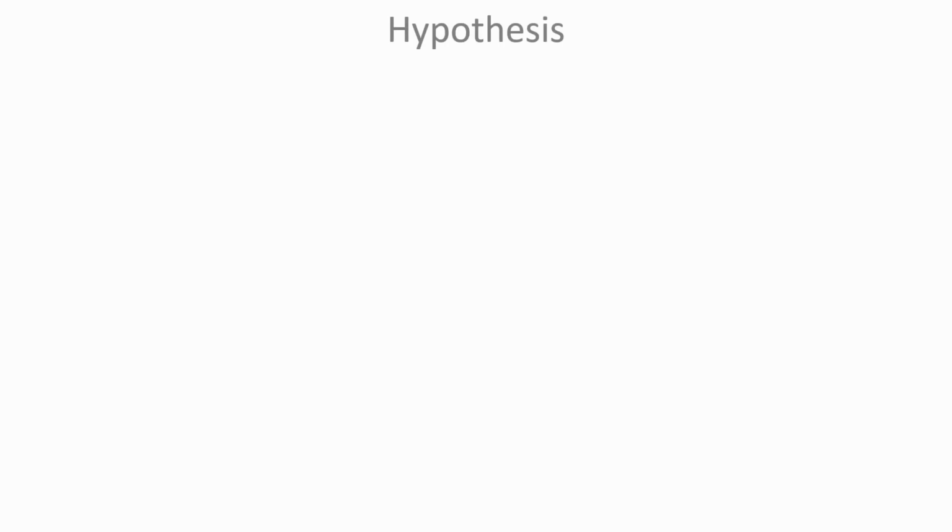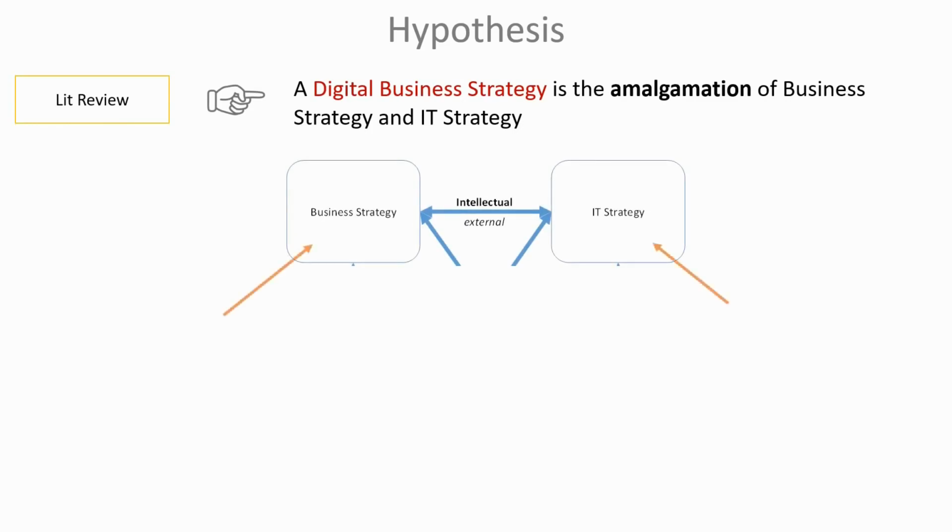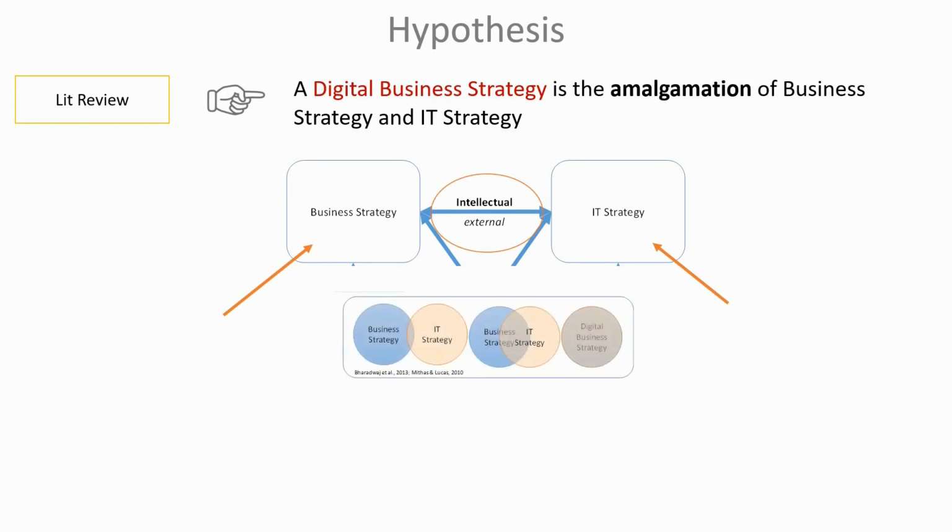Hypothesis. In our lit review, we said that the digital business strategy is an amalgamation of the business strategy and the IT strategy. Let's take a look at our framework and identify the pieces that may be relevant to this section. As you can see, our framework has two constructs called business strategy and IT strategy. Based on this framework, we can see that as separate constructs, business strategy and IT strategy have a relationship named intellectual alignment. So if we merge the two constructs to effectively create a DBS, as per our literature review, what will happen to intellectual alignment?